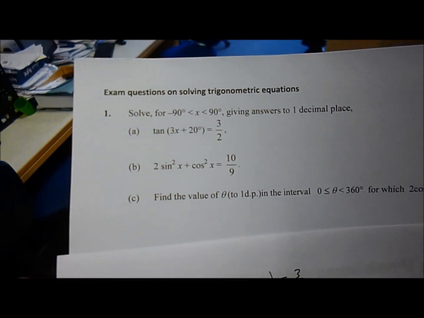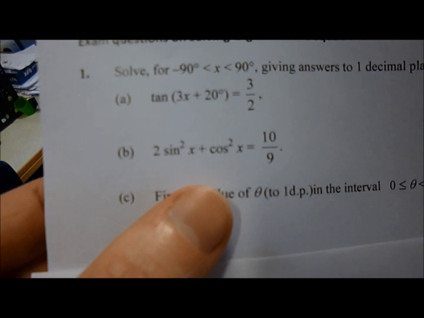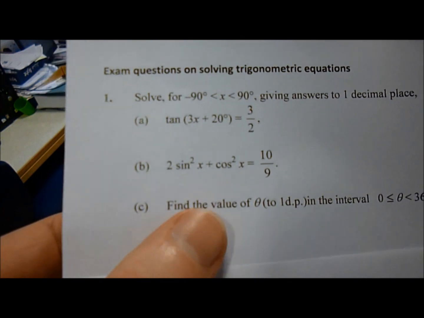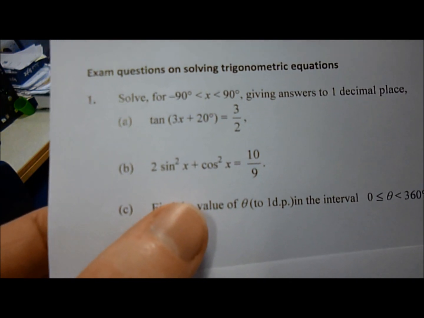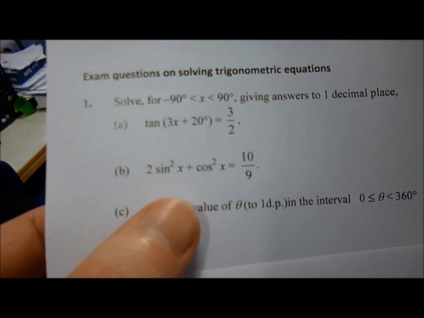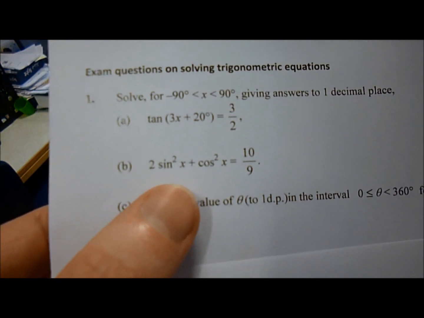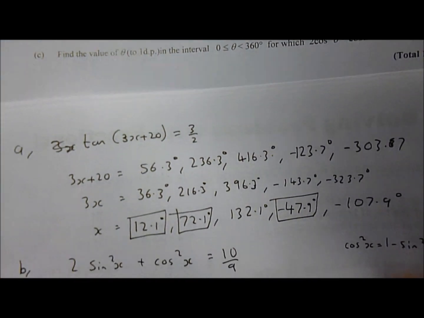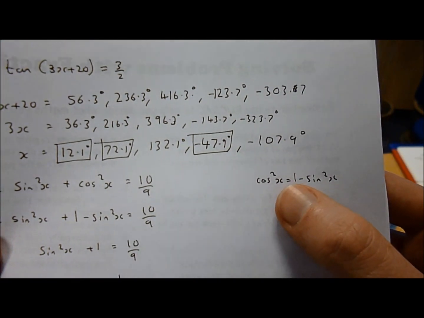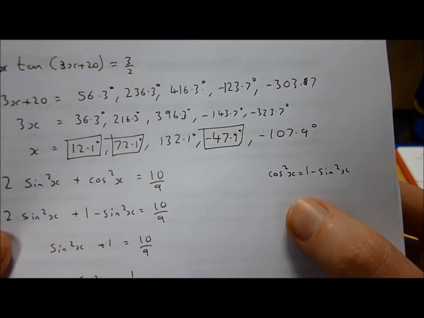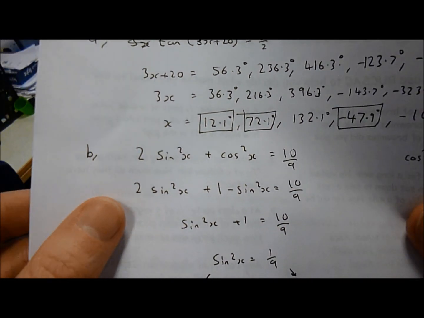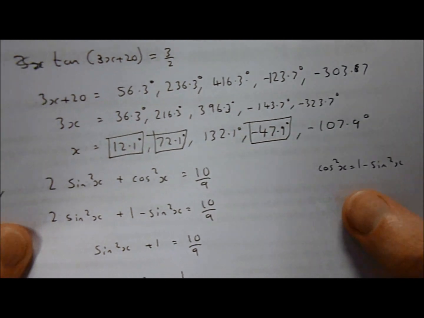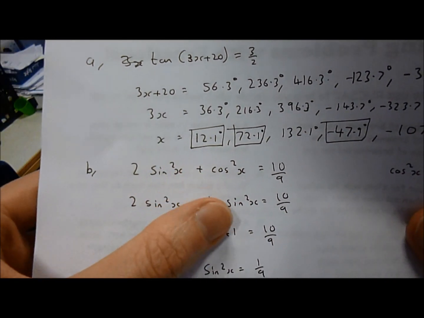Okay, next question then. Looks difficult, but it's not really. We've got 2 sine squared x plus cos squared x equals 10 over 9. So what I want to do with that, I can't solve any trig stuff unless I've just got one trig function. So I'm going to swap cos squared for its equivalent in sine squared. How we do that, I use this here. Cos squared is 1 minus sine squared. Okay, need to remember that. It just comes from the identity I showed you that cos squared plus sine squared equals 1. So I swap cos squared for 1 minus sine squared.